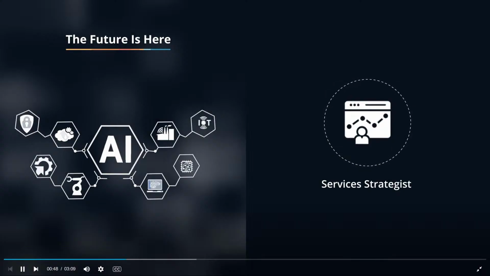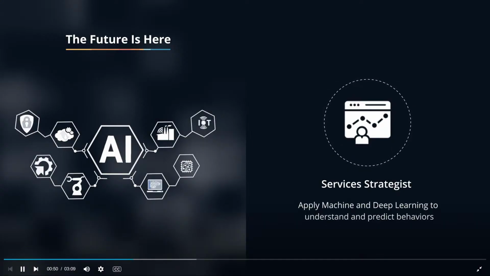As a service strategist, I apply machine learning and deep learning to identify customer segments, outliers, and trends that help understand and predict behaviors. As an entrepreneur, I co-founded a company that offers AI products, consulting, and implementation. Here, I lead our AI technical efforts, including, among other things, training, deploying, and maintaining our natural language understanding models.